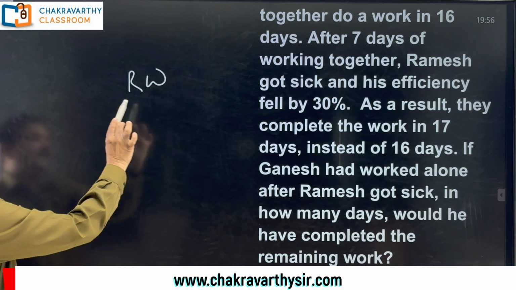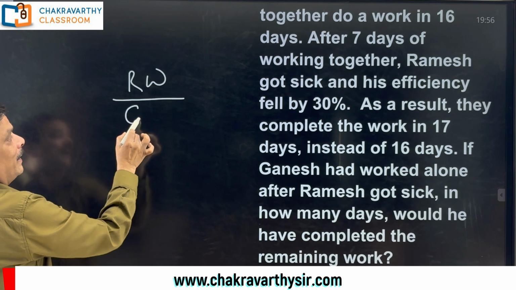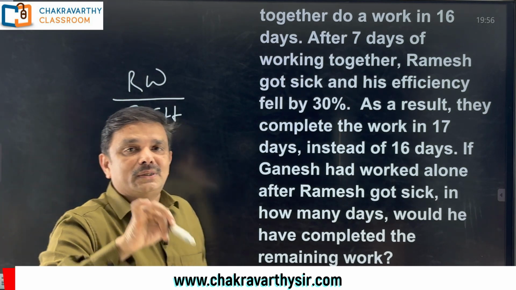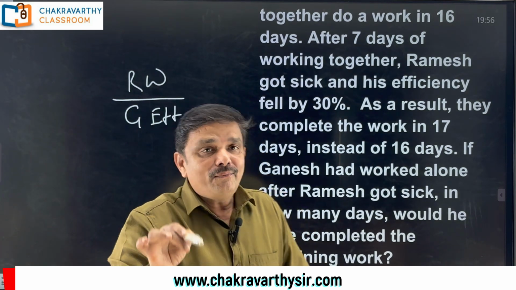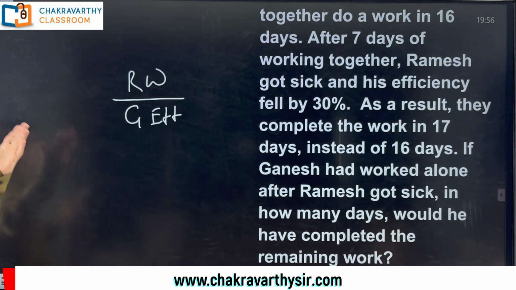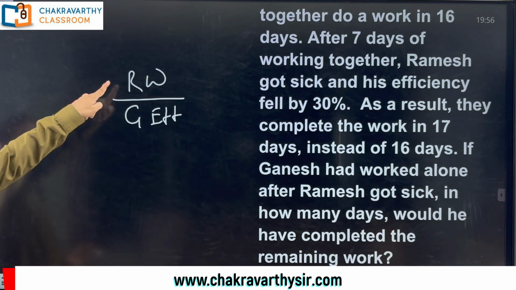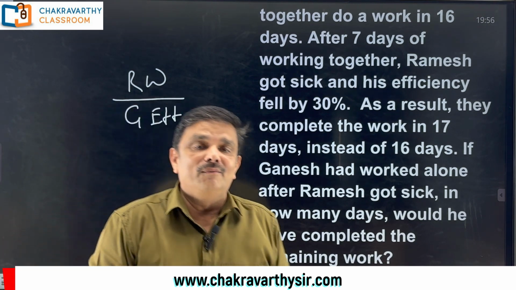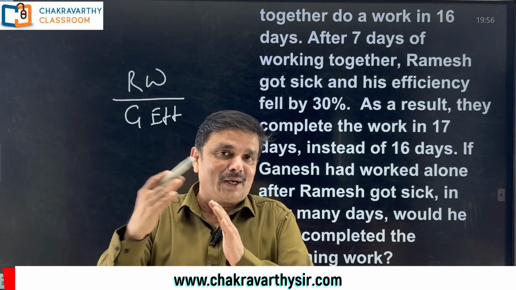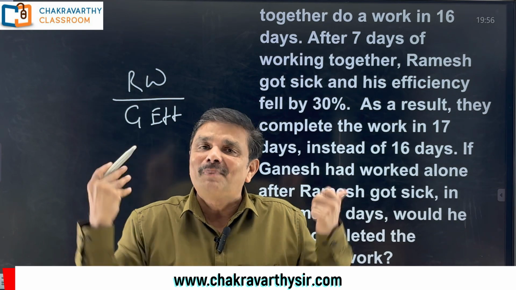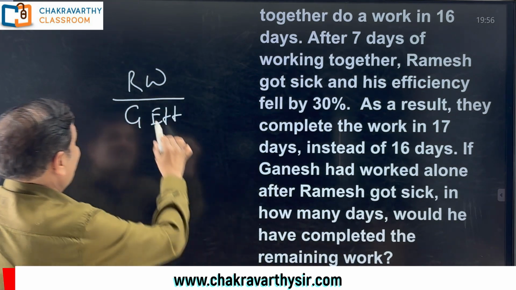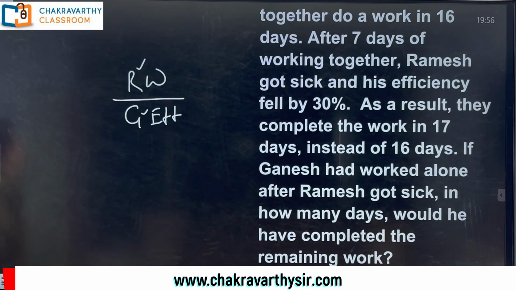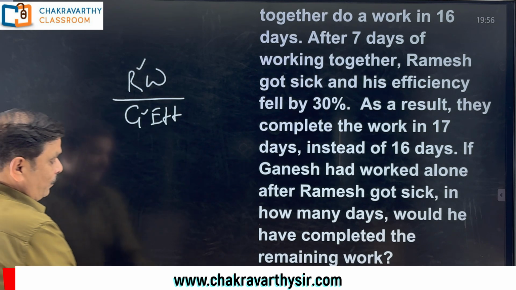Then remaining work divided by Ganesh's efficiency. Per day, how many units of work does he do? If we know these two things, the result is your answer. Remaining work divided by Ganesh's efficiency, that means work per day, will give you in how many days Ganesh can complete the remaining work. As simple as this. But how to find out the remaining work and how to find out the efficiency of Ganesh? That's what we need to find out.